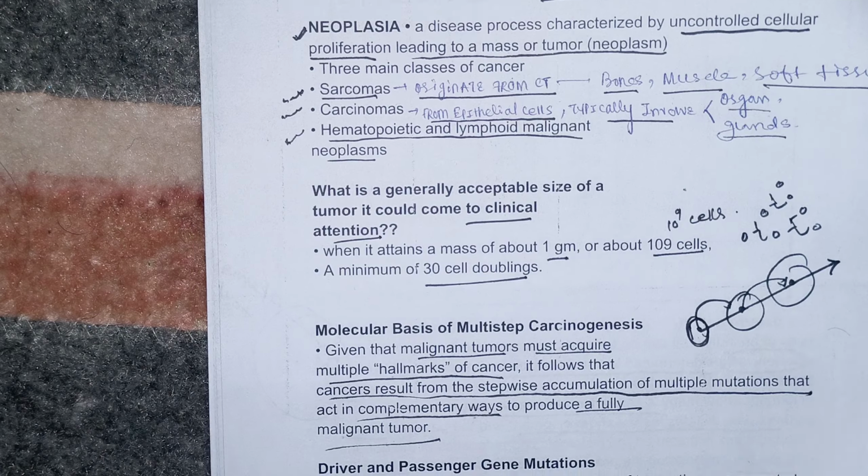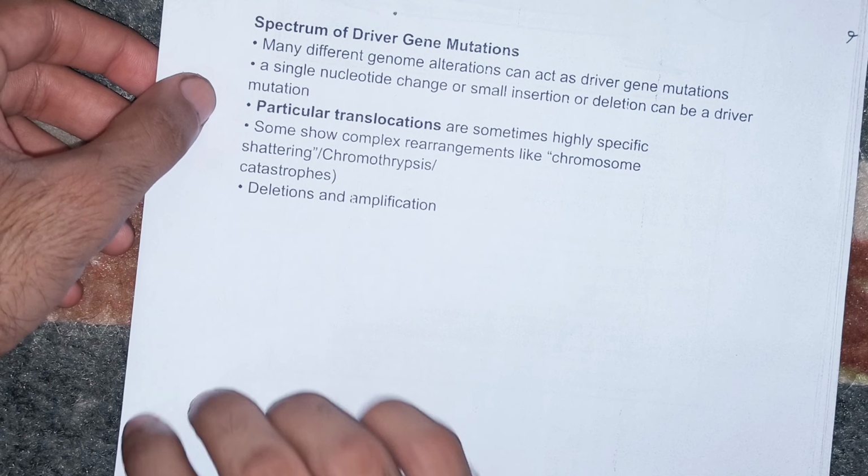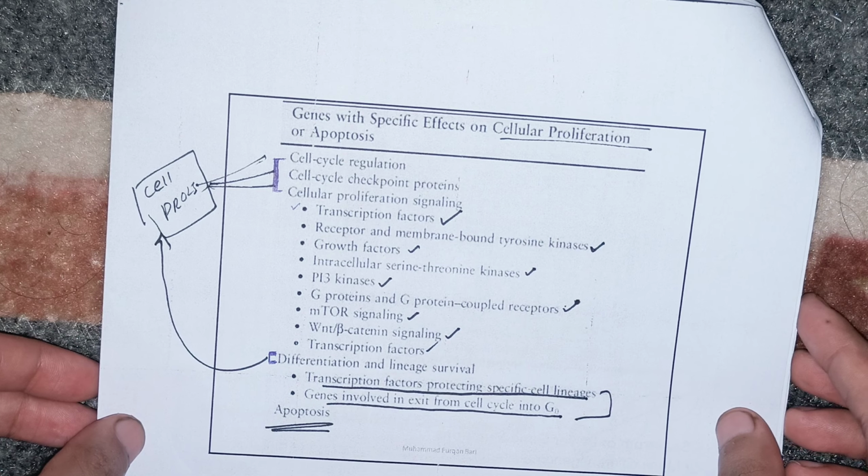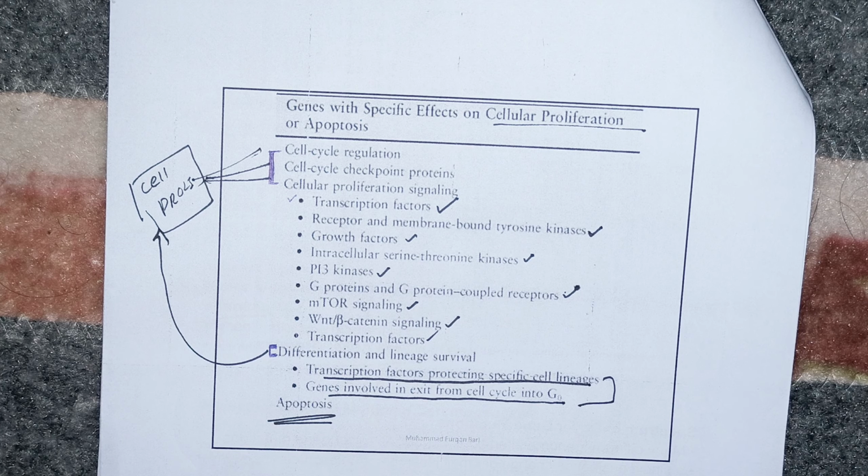Let's go a little ahead. Here, there are some genes and factors that are responsible for the growth and proliferation of the cell normally. And once the cell has proliferated, then those factors stop the multiplication of that cell and lead towards apoptosis, that is the death of the cell. So it is a stepwise thing.